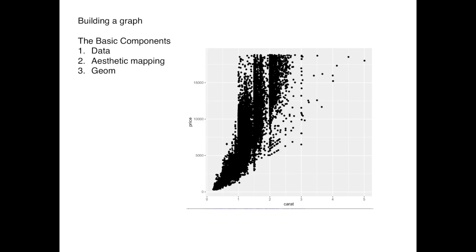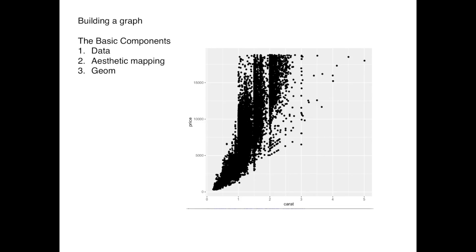So to build a graph in ggplot2, there are three basic components that you need. The first is the data set, so in this case we're going to use diamonds. The second is something called an aesthetic mapping, which describes how you want to map the variables in the dataset to visual properties in the graph. The most basic aesthetic mapping is to specify which variables we want on the x and y axis. So in this case, we want the price of the diamond to be on the y-axis, and we want the carat of the diamond to be on the x-axis.